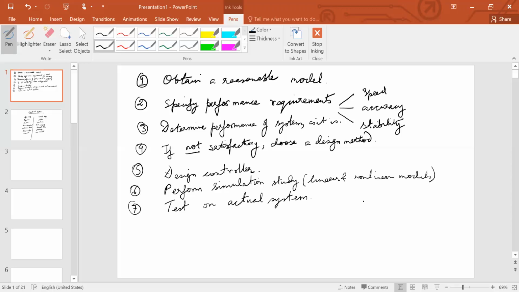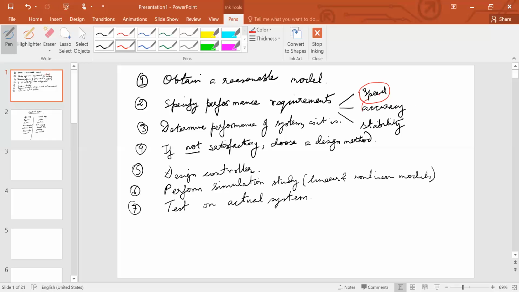The next thing is we have to determine what our performance criteria are. You have to specify the performance requirements. More often than not, these performance requirements are characterized by the speed of response of the system. So when you apply an input, how quickly does the system respond to that input.